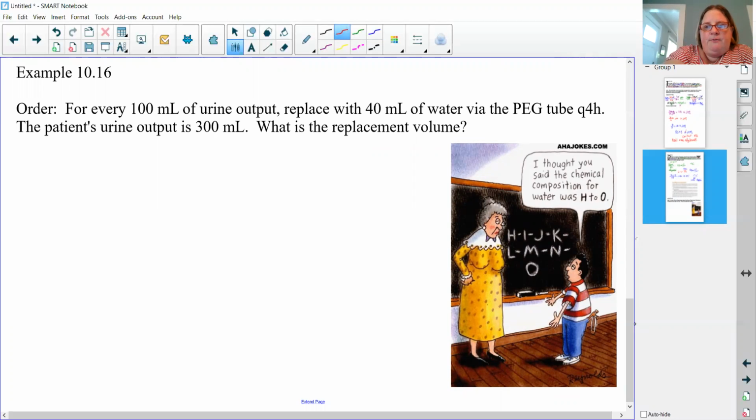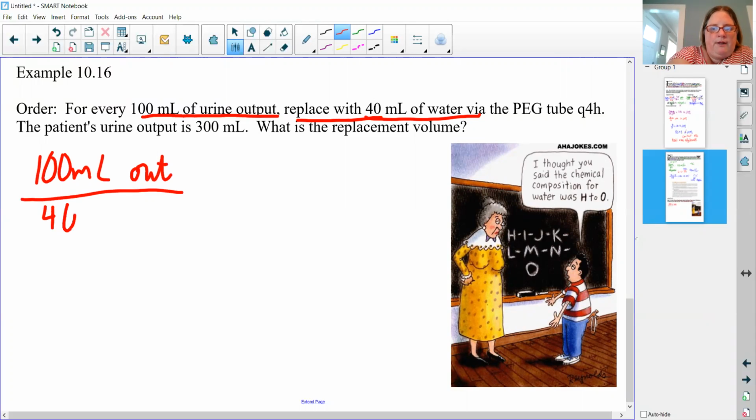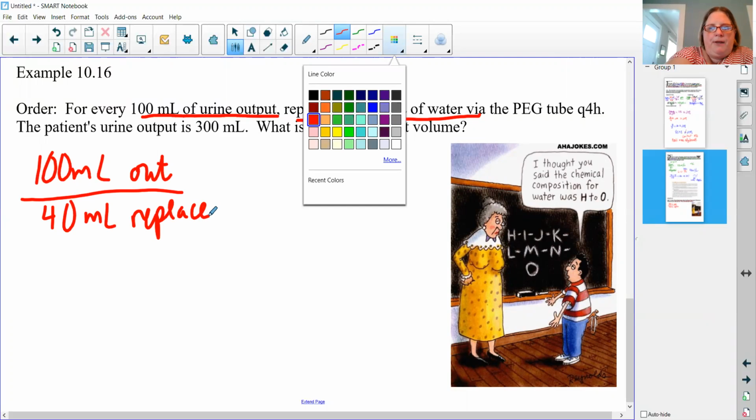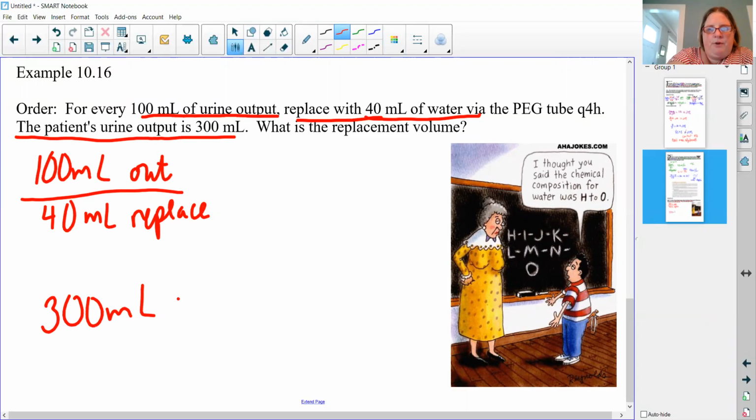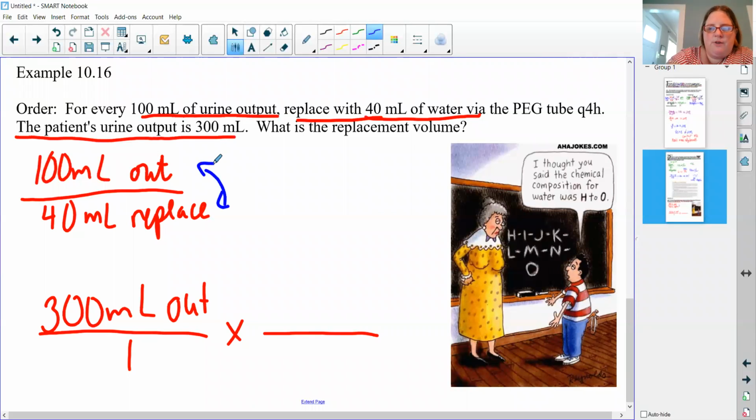Here, for every 100 milliliters of output, we replace it with 40 milliliters, so it's input. So I have 100 milliliters output with every 40 milliliters replaced. Then it says the patient's urine output is 300 milliliters. So 300 milliliters is the output, and I need to know the replacement volume. So my answer has to have replacement on top. I have to flip these around so the out is over here. So I have 100 milliliters out with 40 milliliters to replace.